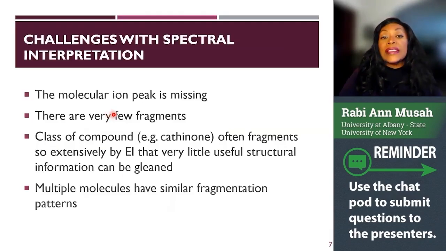And so essentially the problem you have is a missing molecular ion peak, very few fragments that you can use for structural determination. This particular class of compounds, namely cathinones, often fragment so extensively by EI that there is very little useful structural information that can be gleaned. And so you also have many molecules that have a very similar fragmentation pattern.